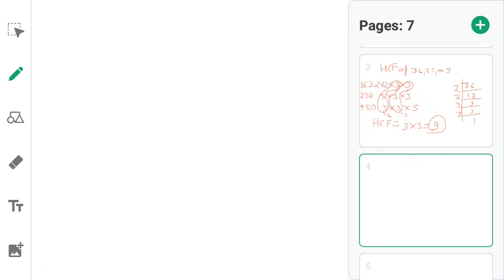Okay, in this manner we can find the HCF of these numbers. First we find prime factorization.